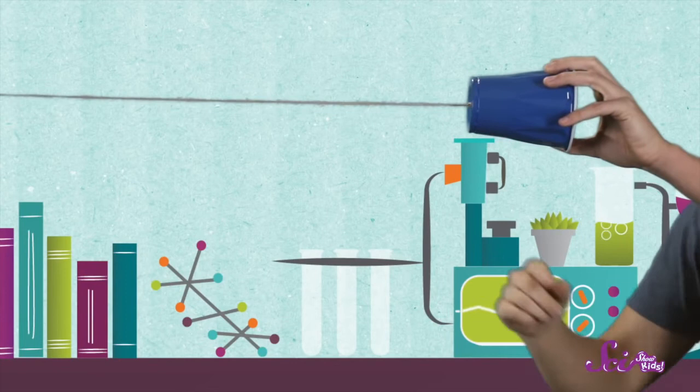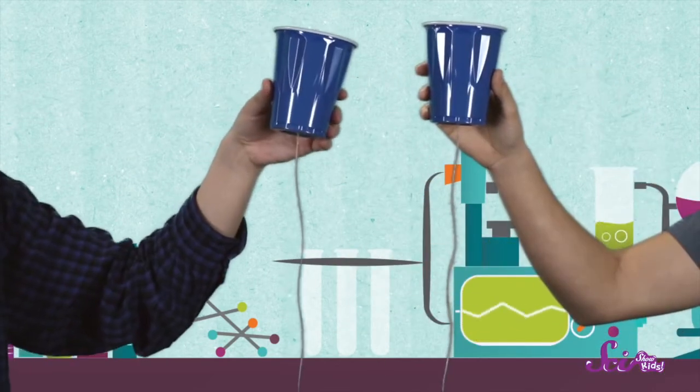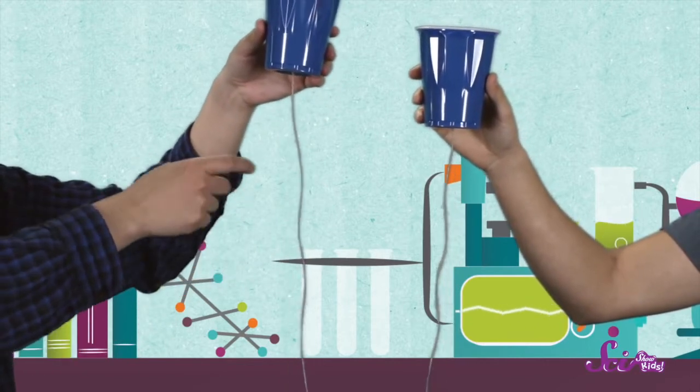Now pluck the string with your finger. Can you see the string move back and forth? Now stand a little closer together again so the string is loose and pluck it again. The string moves a little, but it doesn't keep vibrating. The string has to be tight for your phone to work, so vibrations can travel through it.